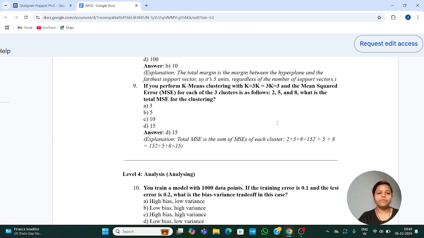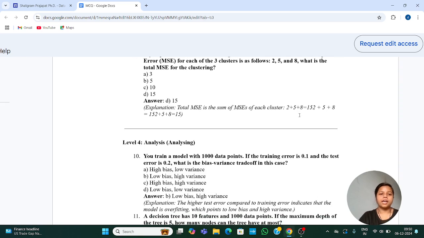Next question is, if you are performing k-means clustering with k equal to 3 and the mean square error, MSE, for each of the three clusters is as follows: 2, 5, and 8, what is the total MSE for the clustering? The answer is 15. Here is the explanation of this answer.